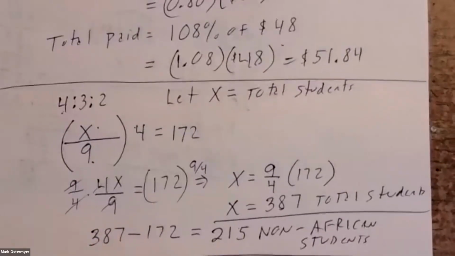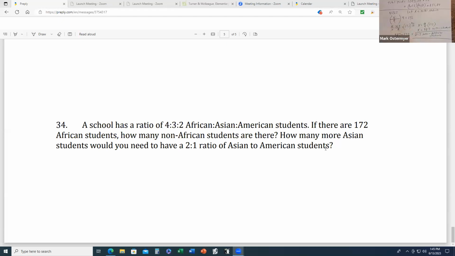Now we have to go on again to have the ratio of Asian to American 2 to 1. That's the number of non-African students, correct? Wait a minute, there's more to this problem, because it says, how many more Asian students would you need to have a 2-to-1 ratio of Asian to American? Hold on, I gotta think here a second. We have 215 non-African students, and the ratio of Asian to American students presently is 3 to 2.